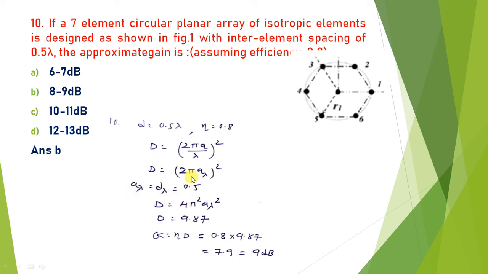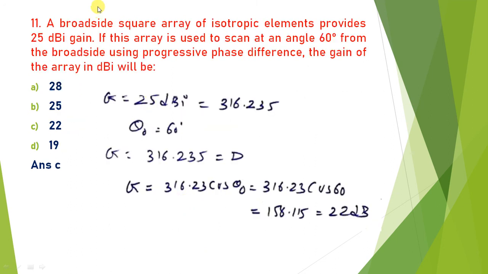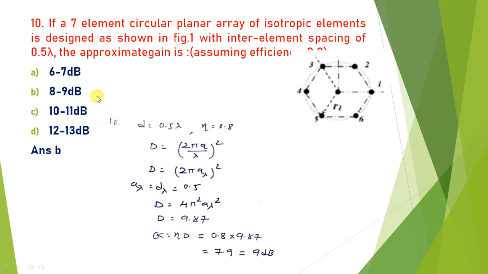So put a lambda is equal to 0.5, you will get D is equal to 9.87, and again efficiency is given as 0.8. So now G is equal to eta D, that will give you 7.9, and converting into dB, it will give you 9 dB. So the answer is B. It is 8 to 9 dB, or between 8 to 9. So exactly 9. In this example the answer is B. It is given that the gain is between 8 to 9 dB, that means 8 including and 9 including. So the answer is 9 here in this case. So the answer is B.